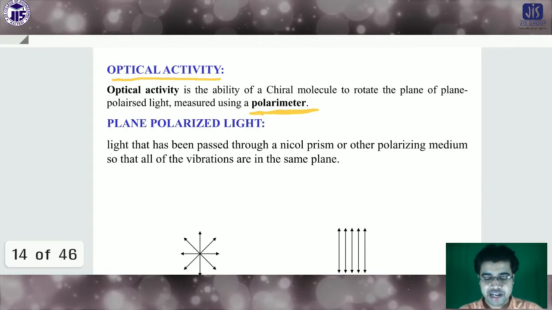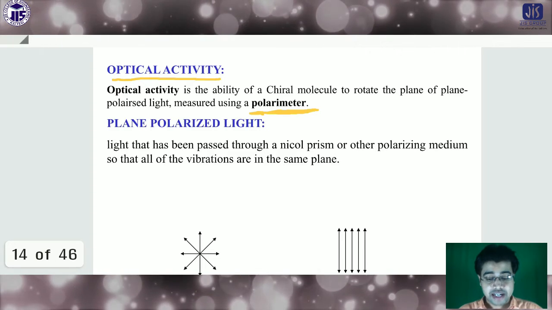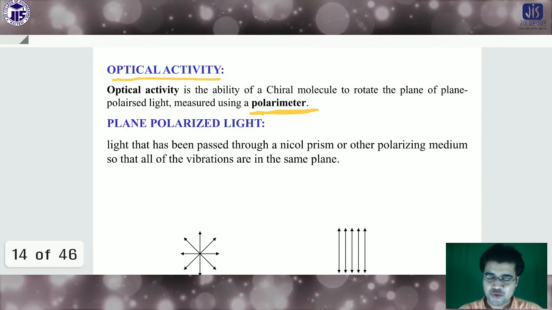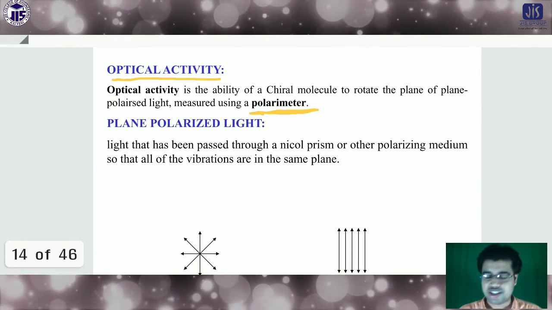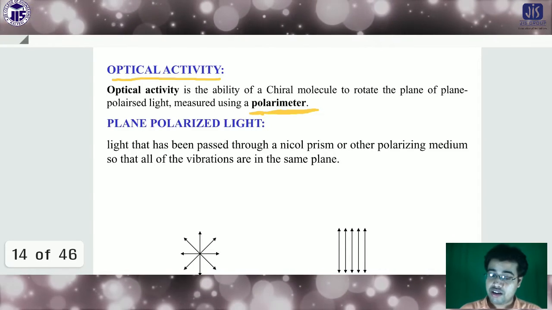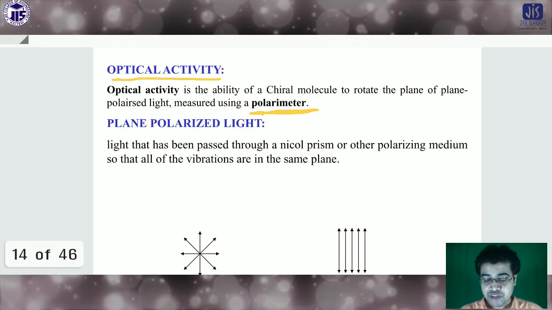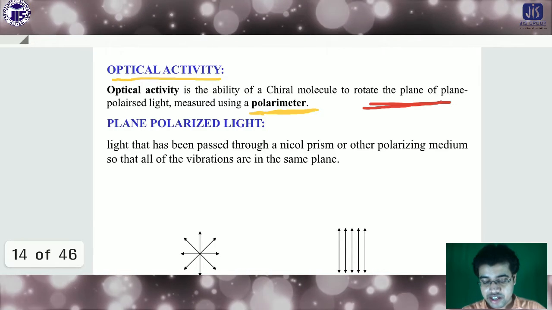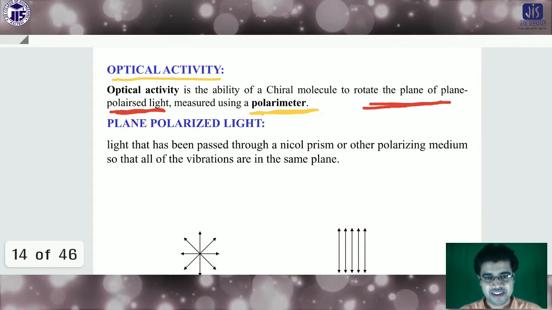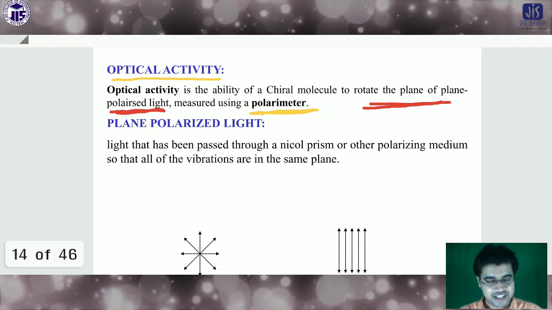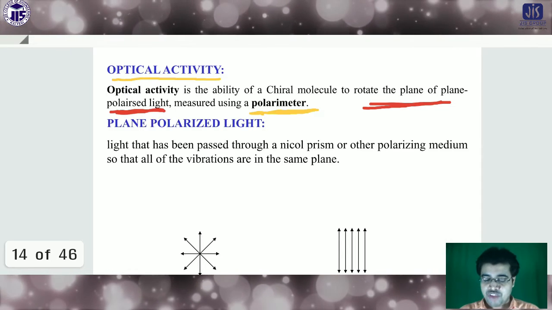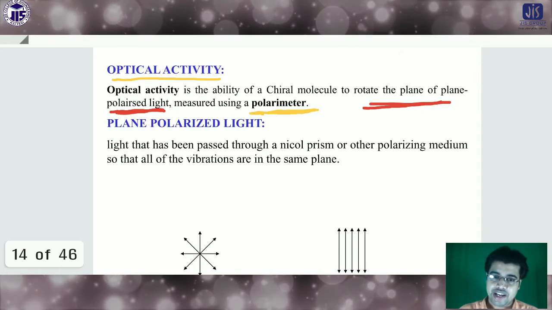Here it is written that optical activity is the ability of a chiral molecule. So what is the chiral molecule? Obviously we have to know that. Second, to rotate the plane of plane polarized light. What is plane polarized light? Maybe that is the next question in your mind. So first of all, we'll discuss what plane polarized light is.